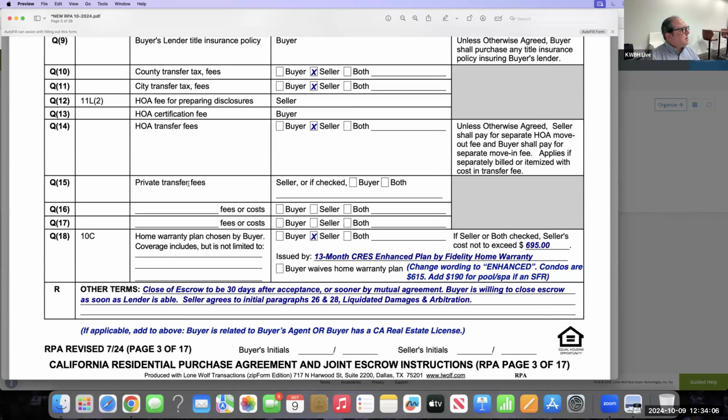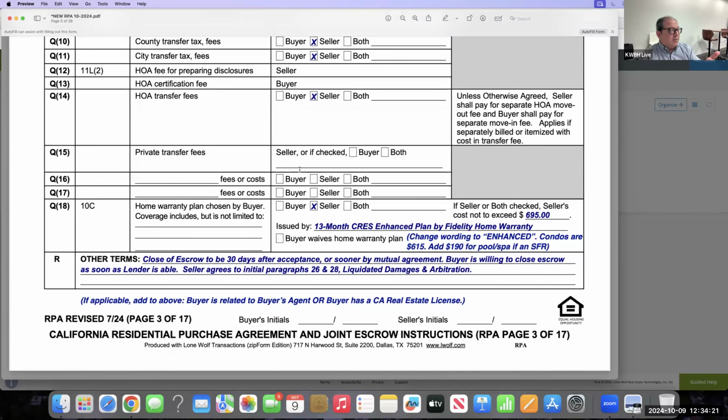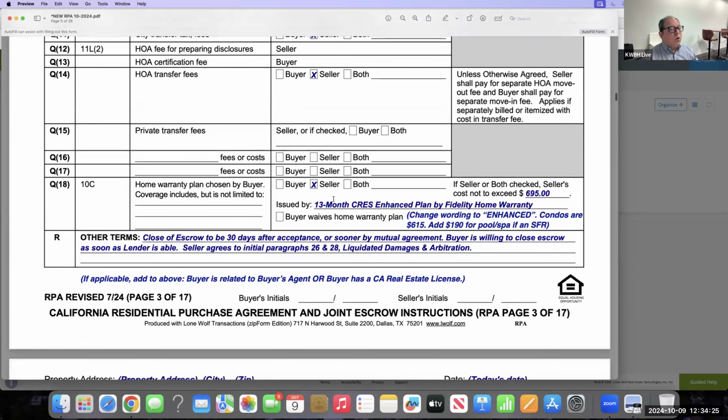What is that fee? It's a private transfer fee. The HOA says when a property sells here that they get 3%. So now it's automatic. They changed the contract, and by default, the seller pays for it. I like that. That was good because this is a surprise to any buyer. All right, home warranty.